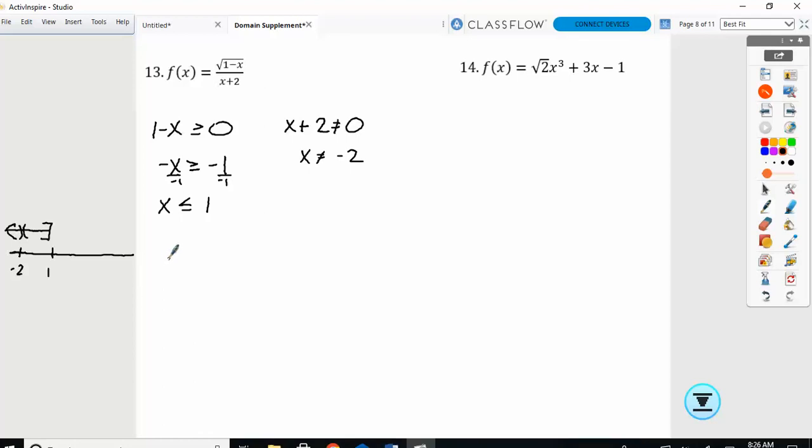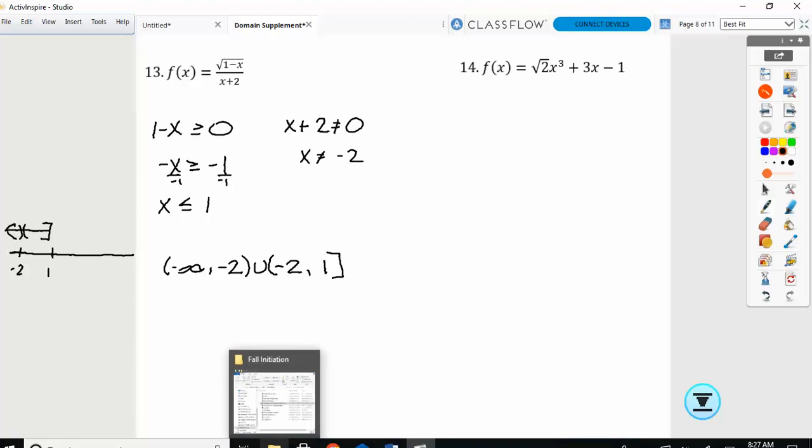How would I write that as an interval? We'll have to do a union. It's coming from negative infinity. We have to stop at negative 2, parentheses, because it can't equal. Union, pick back up at negative 2, and go until we get to 1. And the 1 gets a bracket. Do you guys all understand how I put those two together? So you have to do the top and the bottom. You have to check if you have fractions and square roots. You have to put both pieces together.